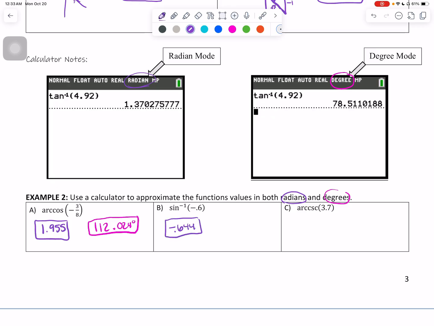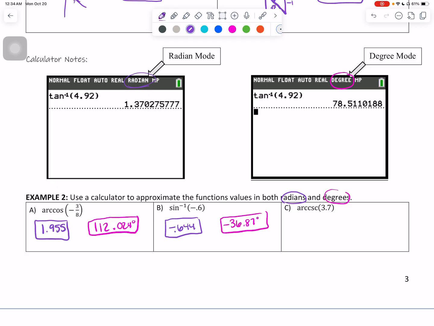Make sure you're getting that, making sure you're rounding correctly. Give me 3 decimal places. If it doesn't round, sometimes that one rounds to 0, so then you only give me 2 decimal places. But now if I change it to degrees, you should get negative 36.87 degrees.